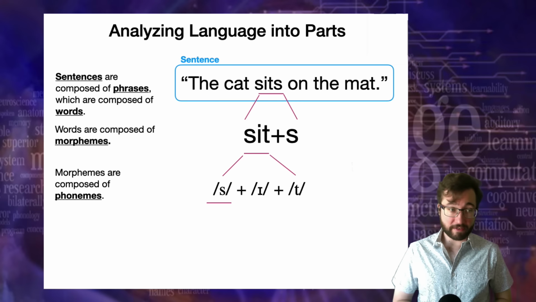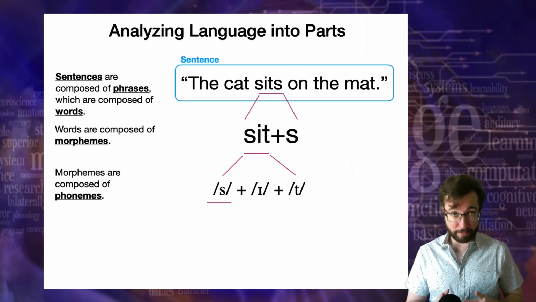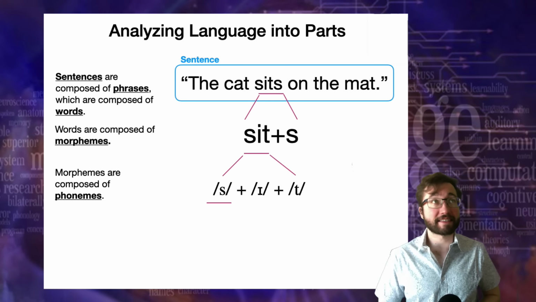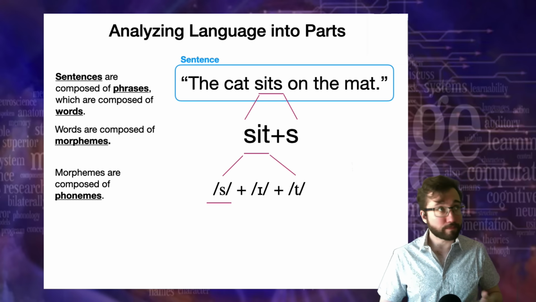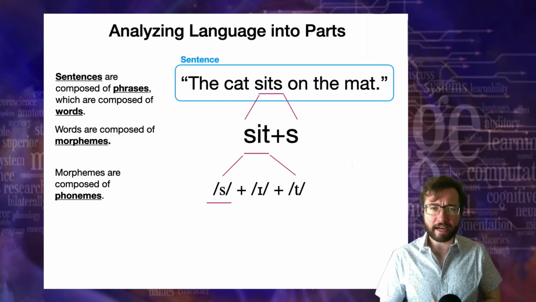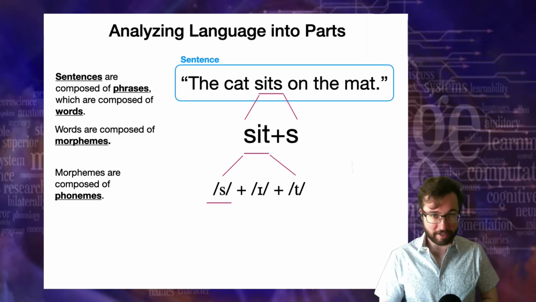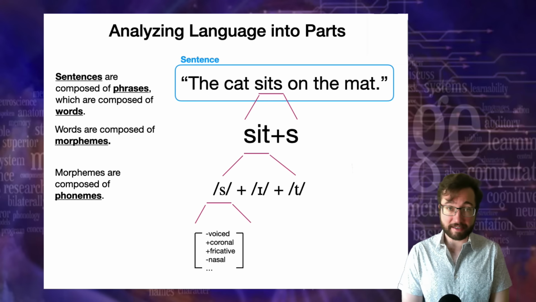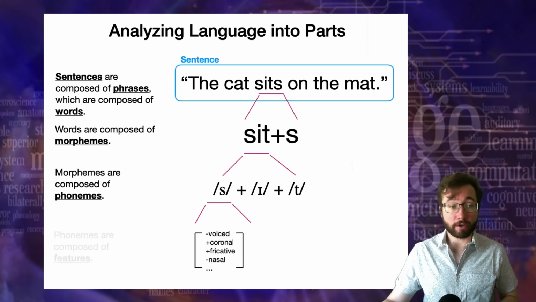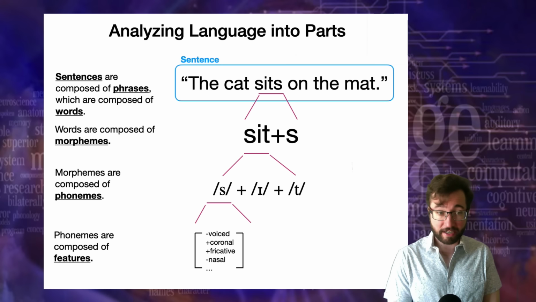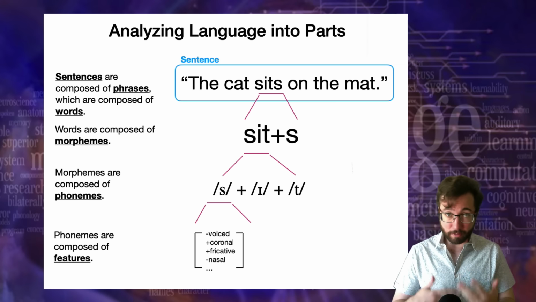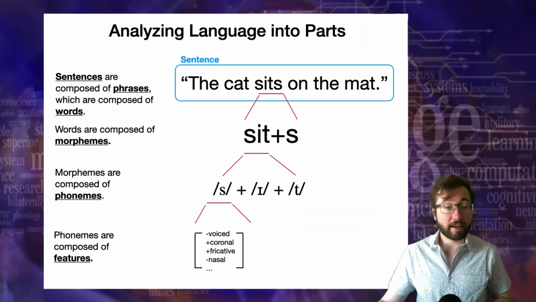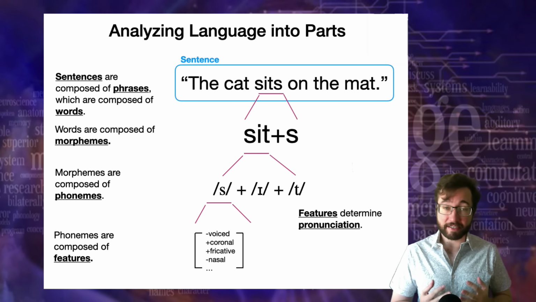How about those units of sound, which are called phonemes? Can you analyze a phoneme into parts? You might think a sound like s, well, that's just such a small thing. How could that possibly be analyzed into parts? And you can. A phoneme consists of a set of what are called phonetic features. Features are these little bits, these little descriptions that determine how the sound is pronounced.